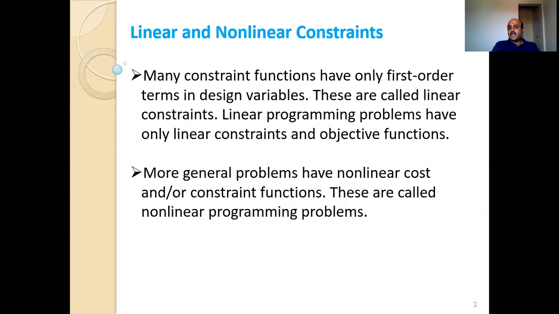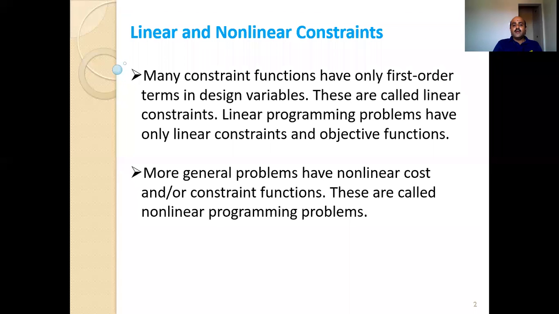So this is what we call linear constraints, meaning constraints having only a first order relationship with the design variables. Just like a straight line equation y is equal to mx plus c. This is a linear equation where y depends only on x, which has a linear relationship. In a similar way, if a first order relationship exists between the constraints and the design variables, then we call such constraints linear constraints.